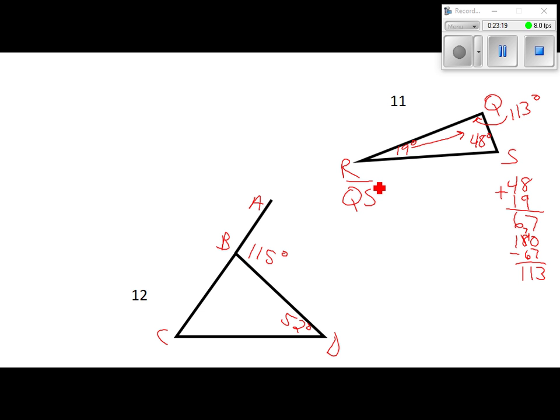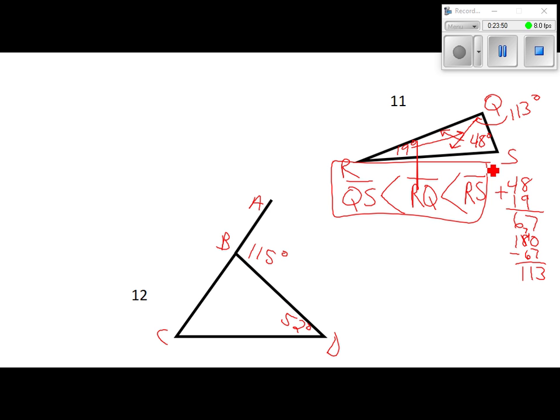This time I'm going to use the alligator mouth. That's got to be less than the next shortest side, which is across from the 48 degree angle, which is RQ. And then the biggest side is going to be across from the biggest angle, which is 113. So that's segment RS. That's our three sides listed in order. QS is less than RQ, which is less than RS.